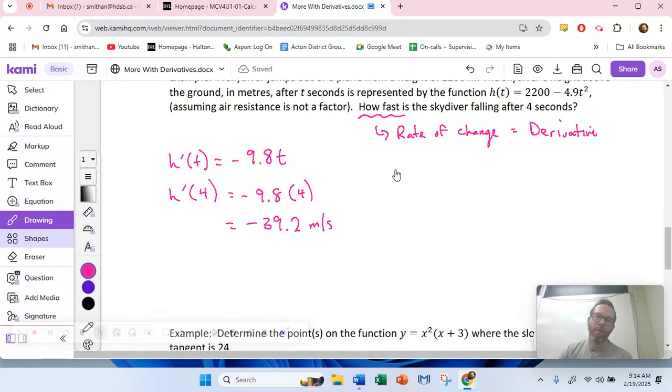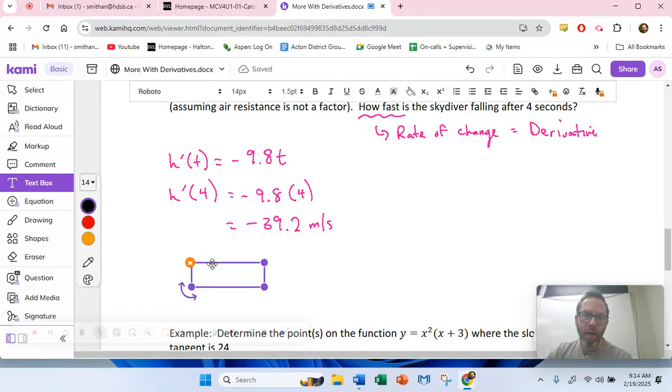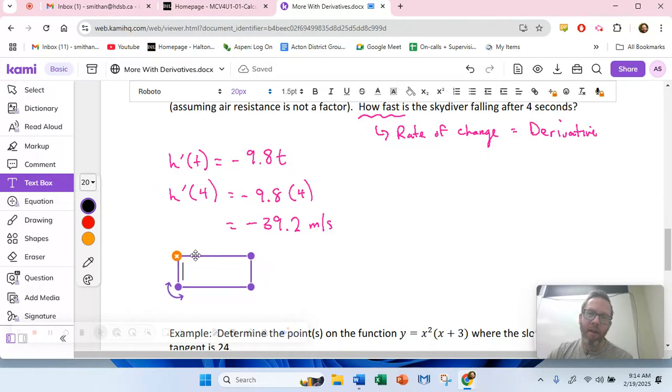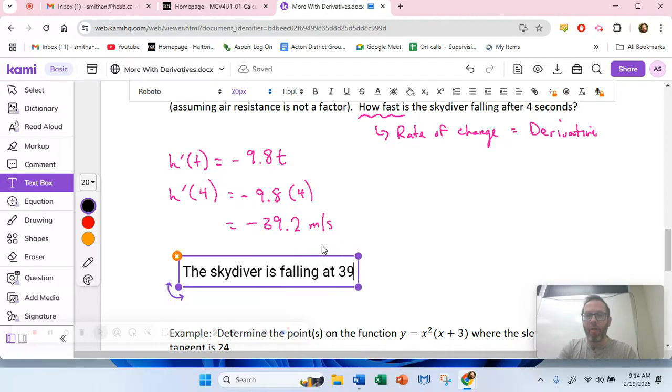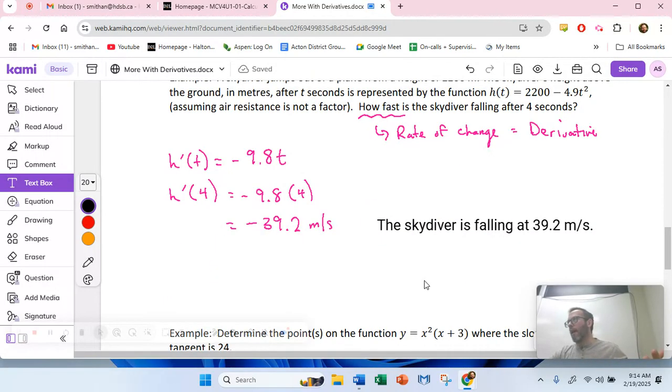I have a lot of space here, so I'll just write a little concluding statement, just to convince my teacher I know what I'm talking about. And then we'll just have a brief conversation for people that have taken physics about why this answer makes sense. The skydiver is falling at 39.2 meters per second. So I just said 39.2 meters per second. The negative just means that they're falling down.